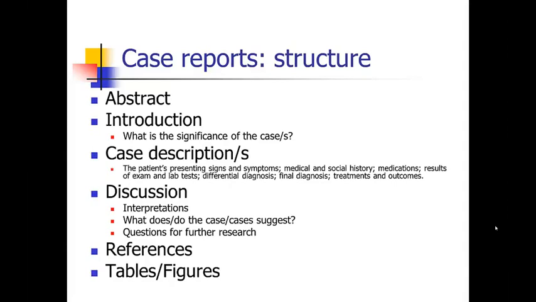You'll usually have an abstract. In the introduction, the point is to say what's the significance of the case or cases that you've identified. Then you'll give a description of the cases: the presenting signs and symptoms, the medical and social history, what medications they were taking, the results of their exams and lab tests, the differential diagnosis, the final diagnosis, what treatments were given, and what the outcomes were. So it's very much a medical format, only for medical audiences.